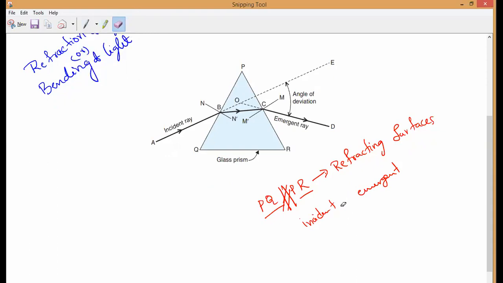So these two points, all of you note down. The symbol for not parallel to each other, this is the symbol of not parallel. All of you should remember this.